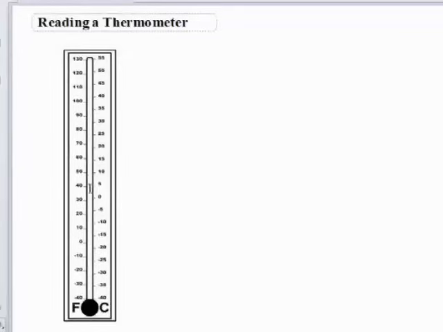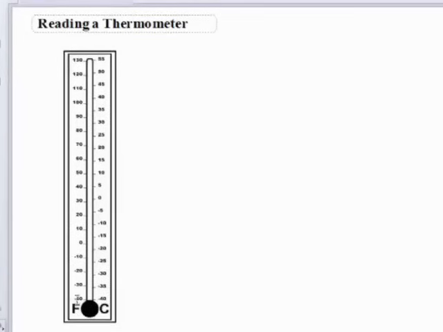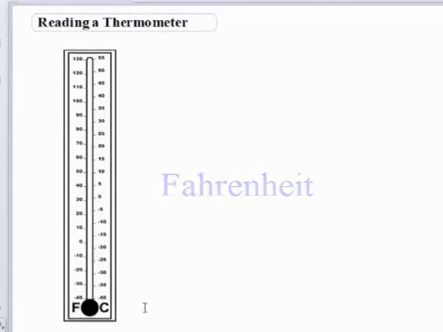We're going to talk about how to read a thermometer. Okay, a thermometer is an instrument that helps us measure temperature. It can give us the temperature in Fahrenheit, or it can give us the temperature in Celsius.